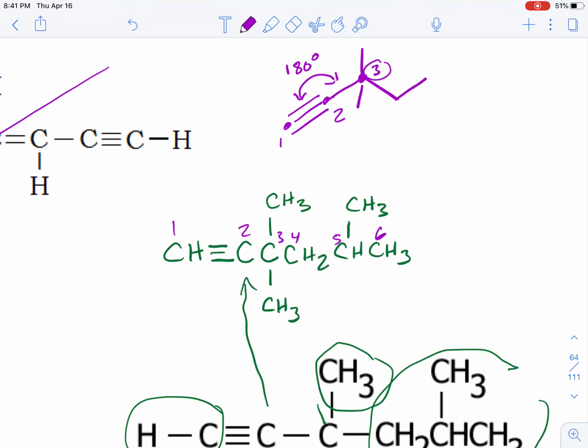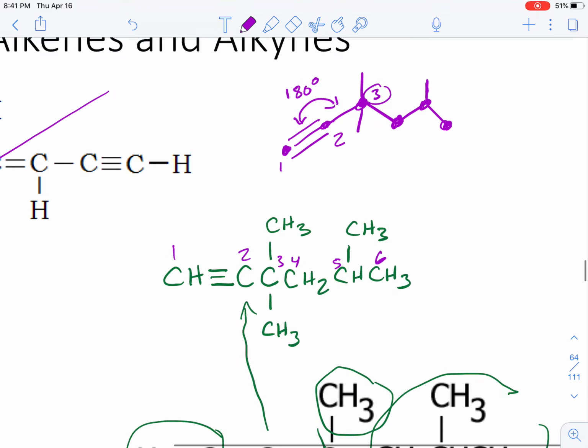Carbon 4 is another CH2. And then carbon 5 is going to be a CH, but there's going to be a methyl group attached, and it's connected to another methyl group. Okay. And so here I have 1, 2, 3, 4, 5, 6. 1, 2, 3, 4, 5, 6. Okay. So I have 6 carbons with trimethyl, 2 on carbon 3 and 1 on carbon 5.